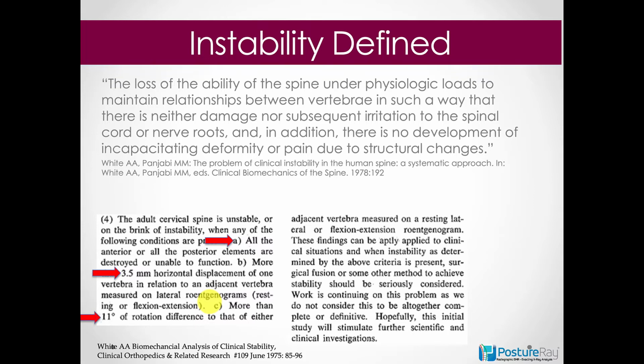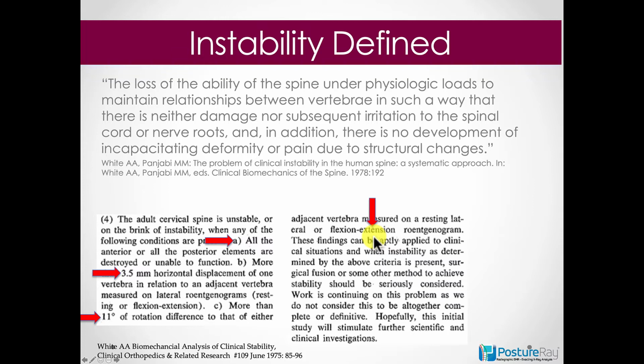So now this is where they got the 11 degrees of rotation from the adjacent segments, okay? And notice it's on a resting lateral or flexion extension. Now, the reason why I bring this up, it's quite clear that for whatever reason, I'm not exactly sure how, the AMA Guides first say it does not apply to a neutral lateral. That's problem number one. Number two is that they only want to rate angular movement on the flexion film. In our opinion, it should also be done on the extension, because we agree with White and Panjabi, who were the real experts.